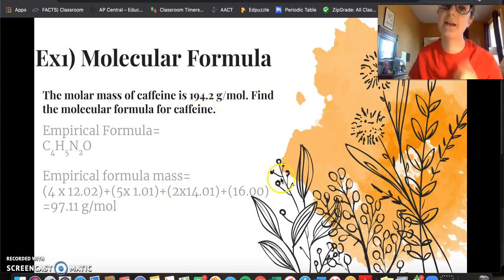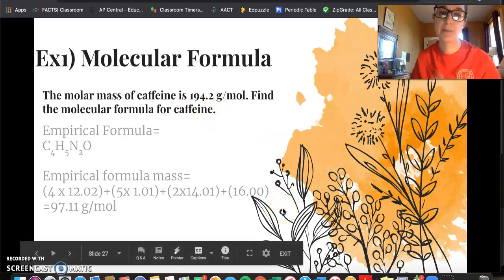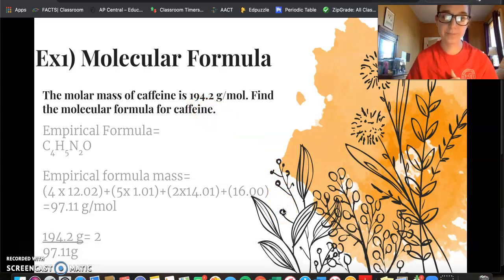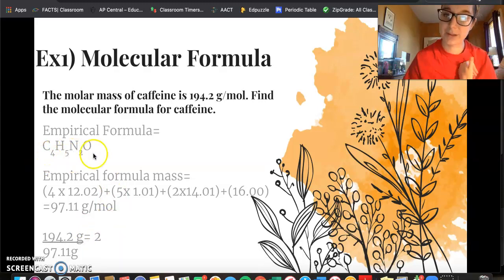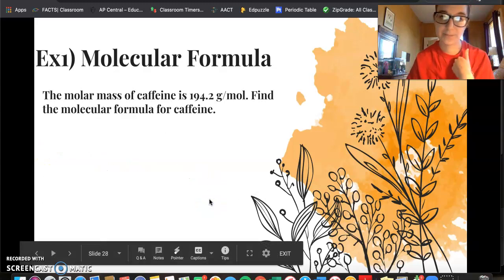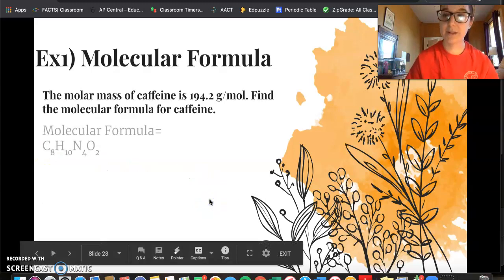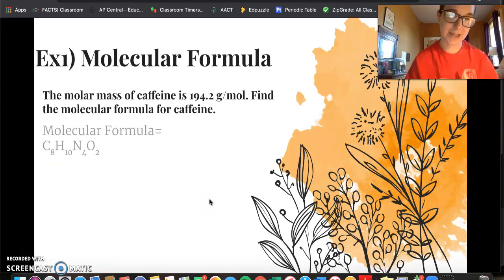So we're going to divide 194.2 by 97.11. You should get an answer very close to 2. So this is the whole number that we are then going to multiply each subscript by in the empirical formula to find our molecular formula. So the molecular formula will be C8H10N4O2.